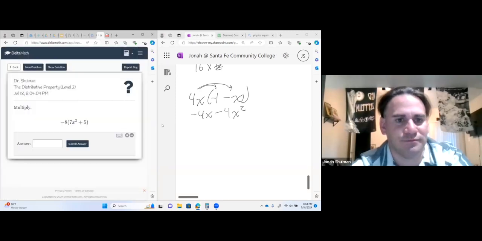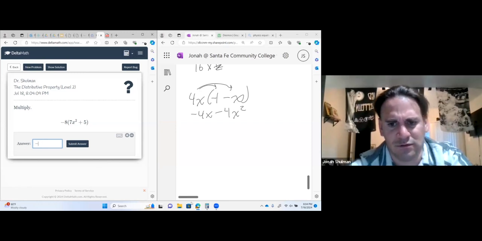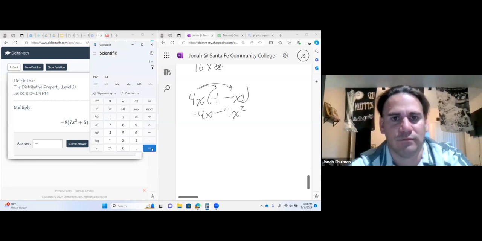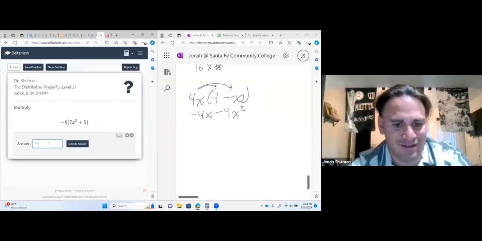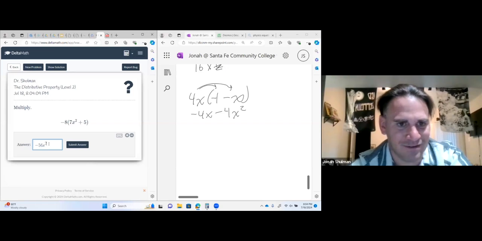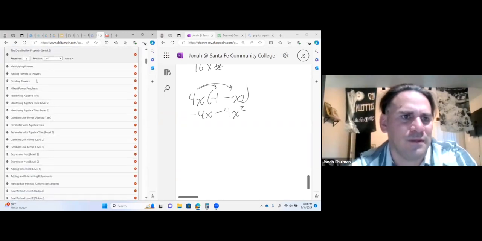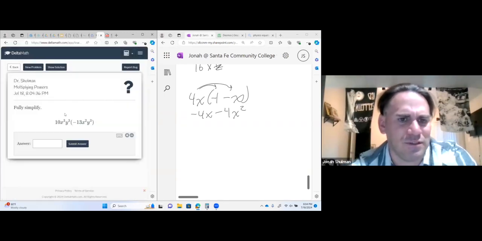Let's do one that's real. So this is a negative 56. Okay. Negative 56 x squared and negative 40. Cool. Now let's multiply some powers.